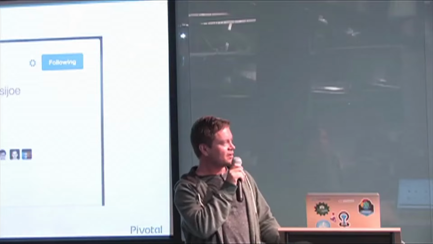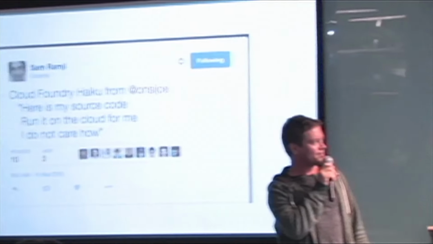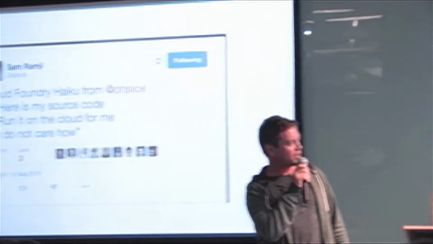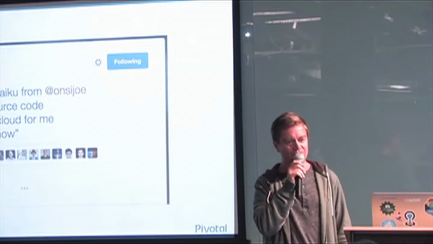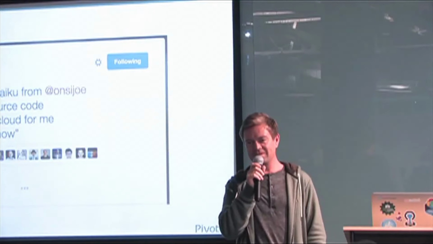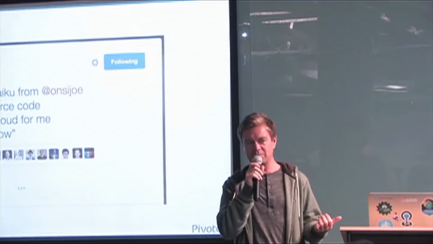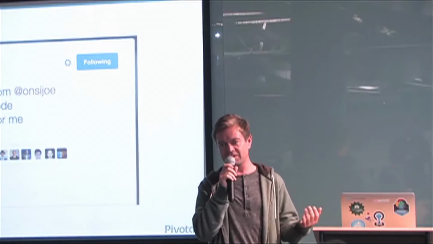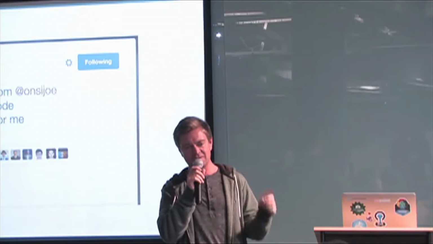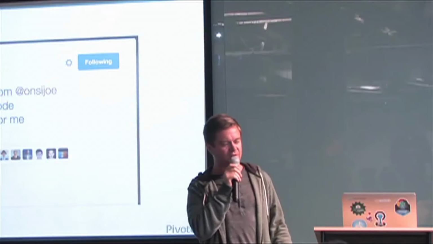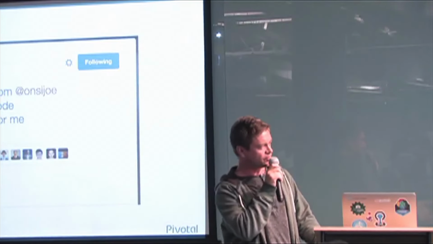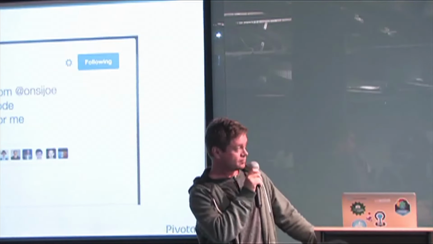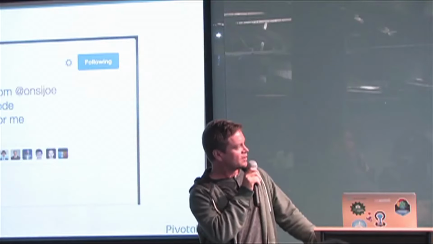And Onsi has this haiku that he wrote. Here is my source code. Run it on the cloud for me. Not care how. So CF push takes care of a lot of things that people used to have to care about. They used to have to care about servers and machines and configuration of machines. And now they just focus on their apps. And that's because of all the work that we do on the fourth floor and around the world. There's a lot of offices involved.